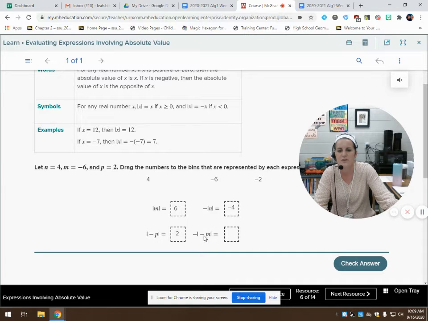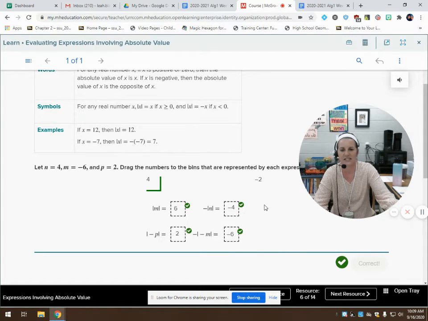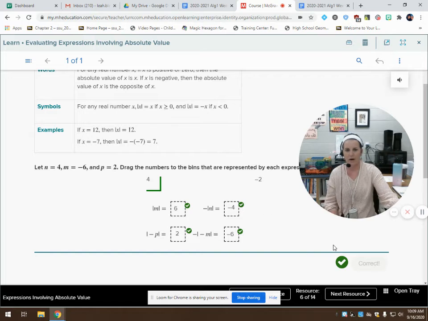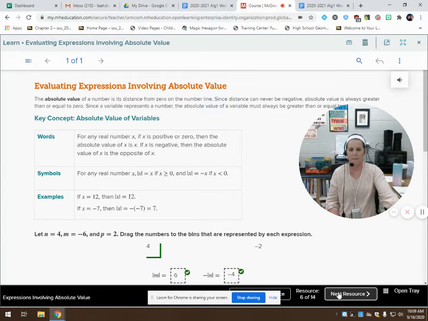And the absolute value of a negative 6 is a positive 6. We take the absolute value of that positive 6, we get 6. And then the negative is on the outside, so we still end up with negative 6. And those are our correct answers.